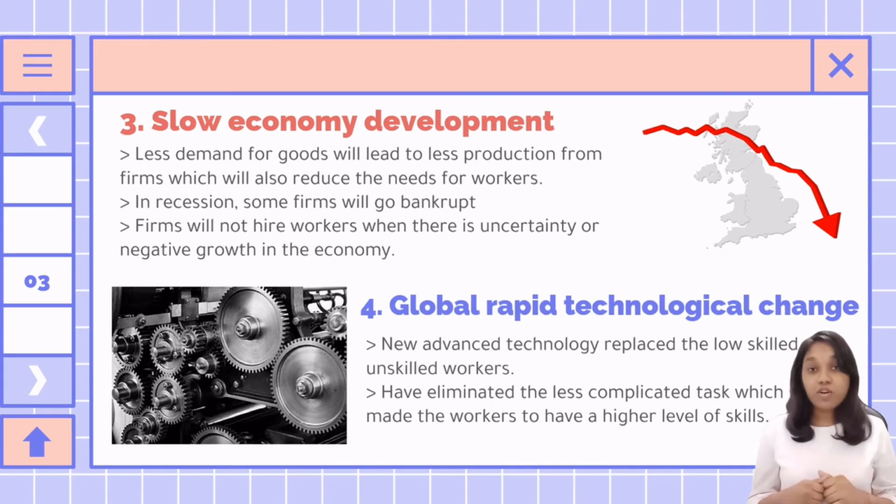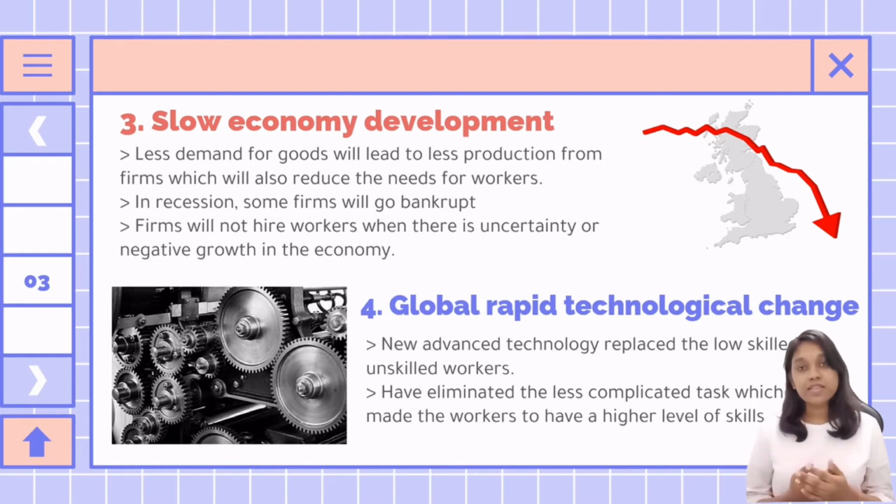A low rate of economic growth can cause a higher rate of unemployment. This is because if there is less demand for goods, the firm will also produce less, which will lead to the demand for workers also reducing.